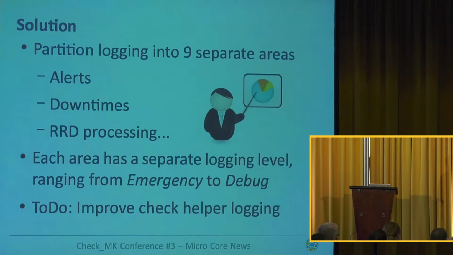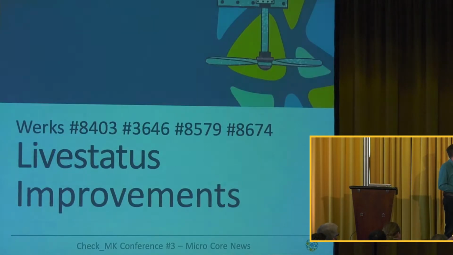Now there are 9 separate areas for this that can be set up separately, like alerts, downtimes, RRD processing, and many others, if you have a bug anywhere. And for every area, you can set up different logging levels. It doesn't work on the helper side, but I think this will happen soon. And this is really quick.